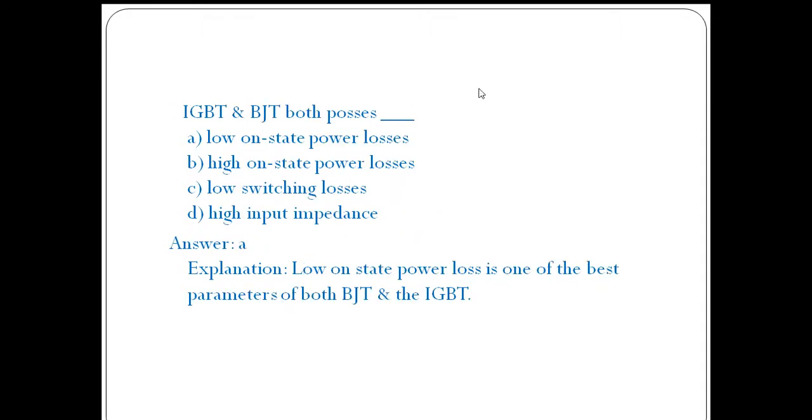Next question. IGBT and BJT both possess: low on-state power losses, high on-state power losses, low switching losses, high input impedance. IGBT and BJT will be having low on-state power losses, so the answer will be A. Low on-state power loss is one of the best parameters of both power BJT and IGBT.